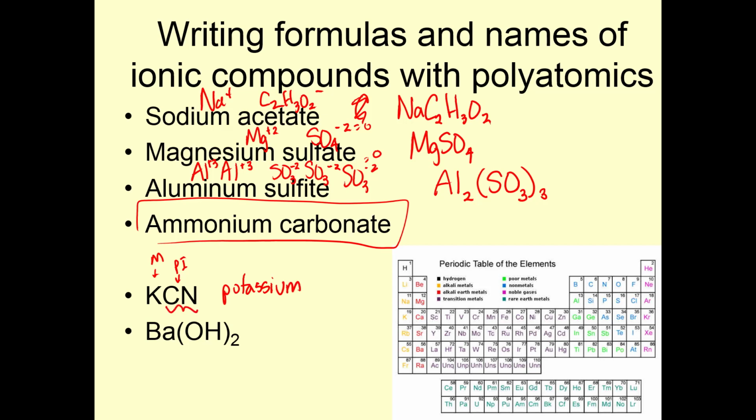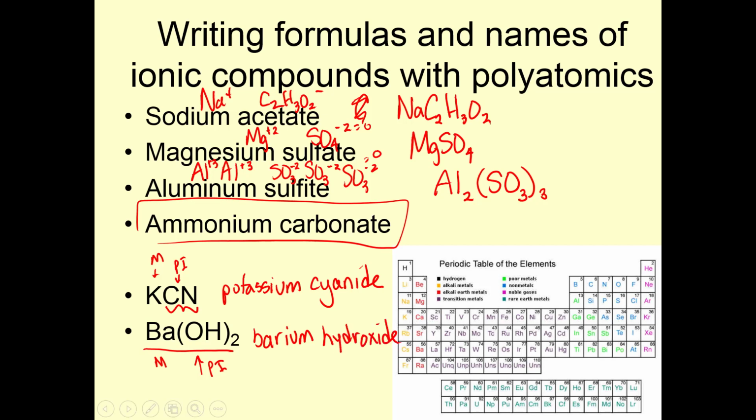Potassium. I need to write the name of the polyatomic ion. Thank goodness I memorized cyanide. Woohoo! All right. Ionic compound, how do I know? Metal and polyatomic ion. So I write the name of the metal. Bam. And I write the name of the polyatomic ion. Hydroxide. And then I'm done.